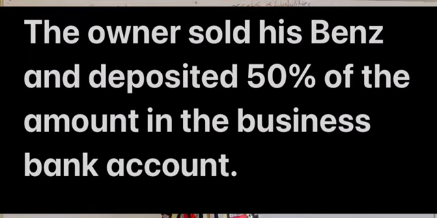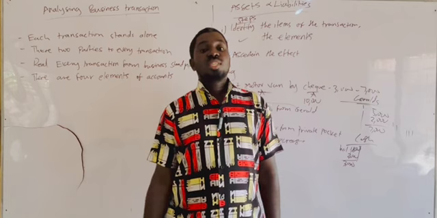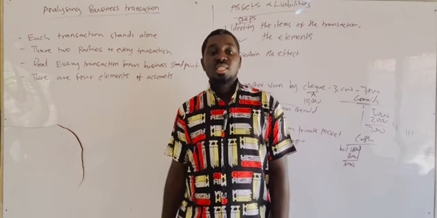Okay, now to the problem of the day. Let me read it out. The owner sold his Benz and deposited 50% of the money in the business bank account. So we are supposed to identify the items, the elements, and then the effect on the business. That is the problem of the day. Try your hands on it. Give me your answer in the comment section.